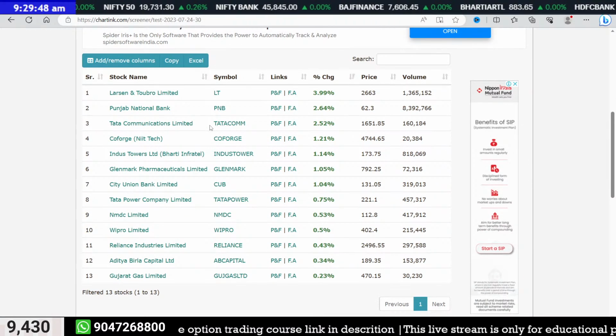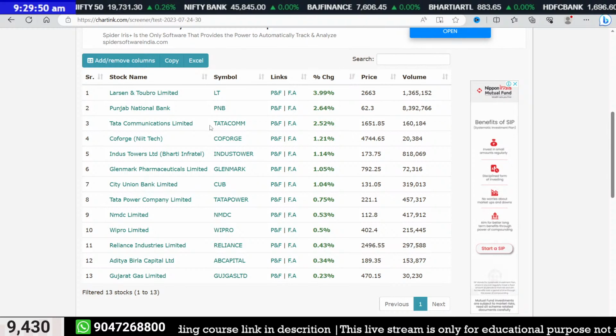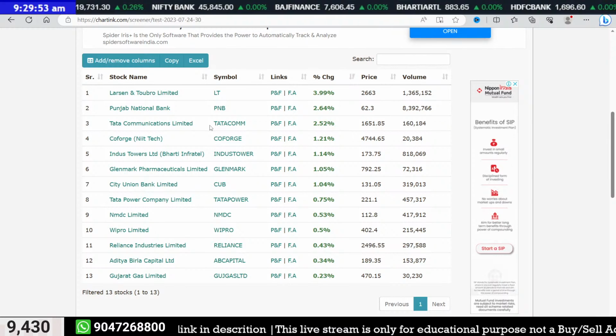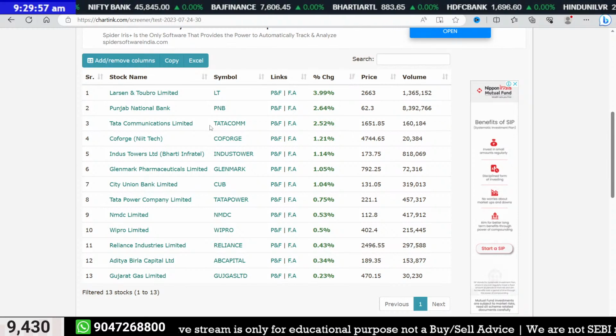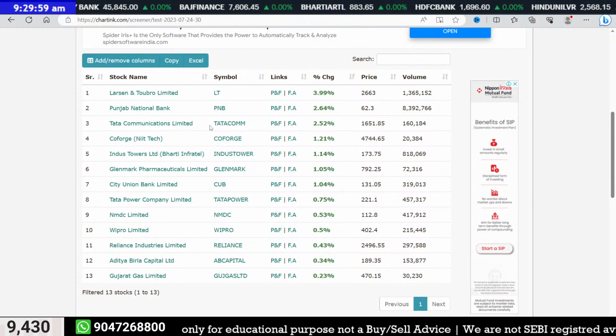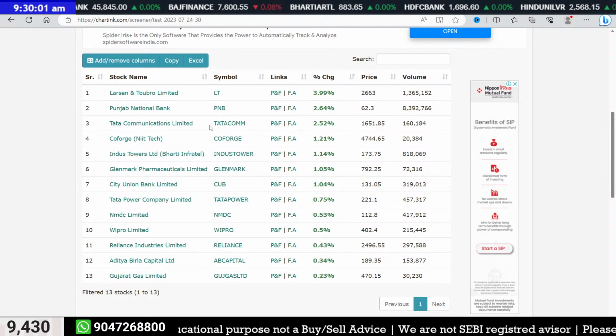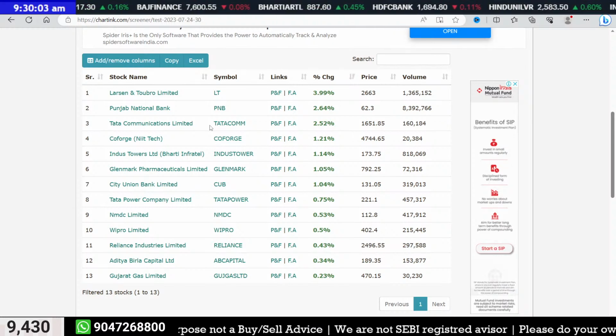With these stocks we can track large moves to grow. It's about one of the scanners which I'm trying. And LNT, PNB, Tata Communications, GoForce, Indus Tower again. I think Piyush, Indus Tower giving me again 174.